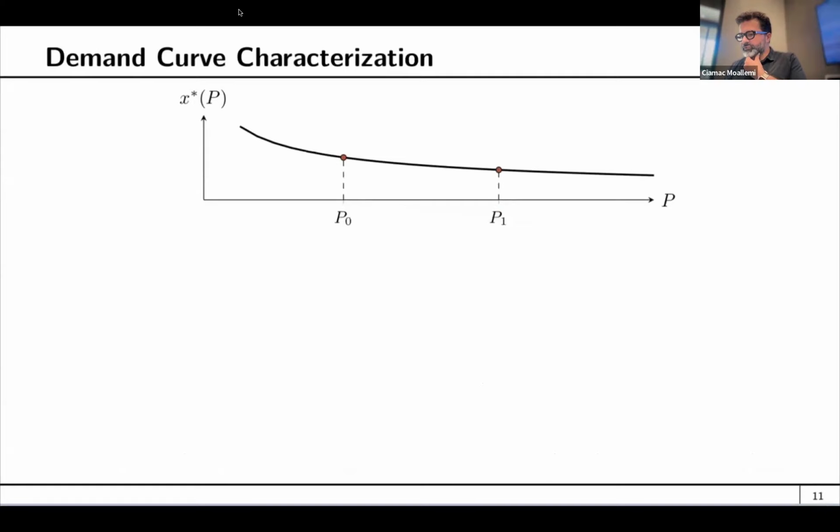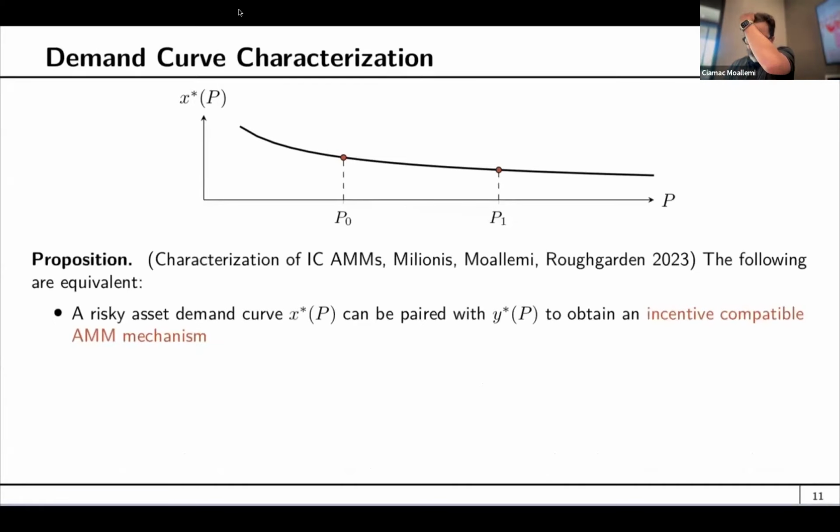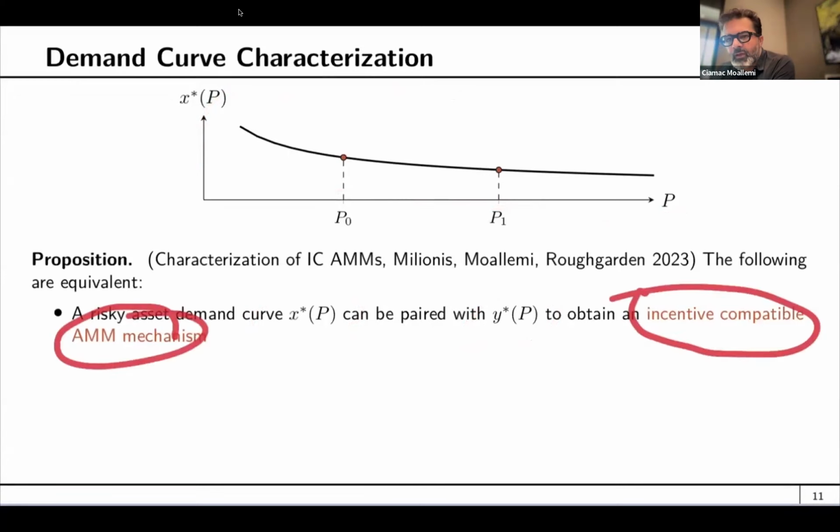So a natural question is, before we had these demand curves, which would look like 1 over square root of P, if I were to give you an arbitrary demand curve, is that something that can be realized in an automated market maker? And the specific way I'm going to formulate that question is, suppose I have a risky asset demand curve, X star of P, an object like this. Can I pair it with appropriate quantities of the cash asset to hold at different price levels so as to obtain an incentive compatible AMM?